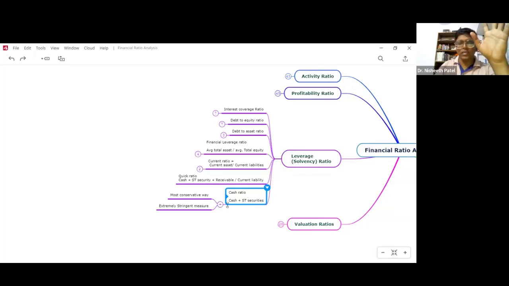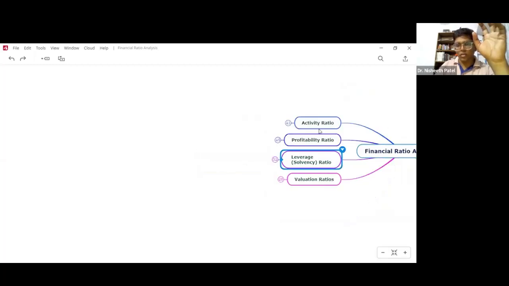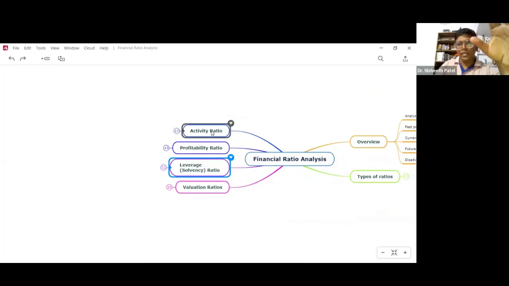कंपनी का फाइनेंशियल हेल्थ इज वेरी गुड इफ कैश रेशियो इज हायर, क्विक रेशियो इज मोर एंड करंट रेशियो इज मोर. That concludes the liquidity ratio. सो कंपनी का एक्टिविटी का जो भी रेशियो है, that has been included. Apart from that, the profitability ratio and the leverage ratio.